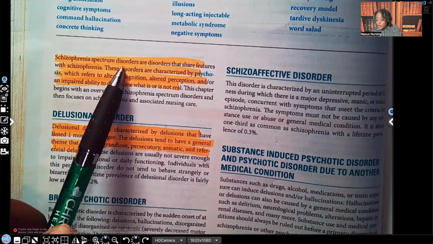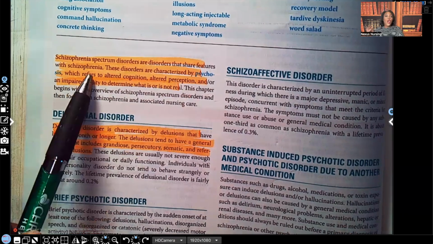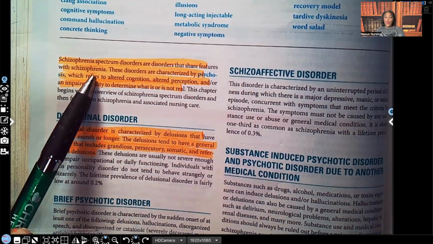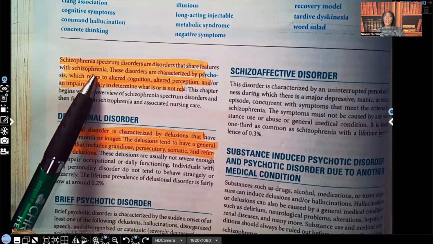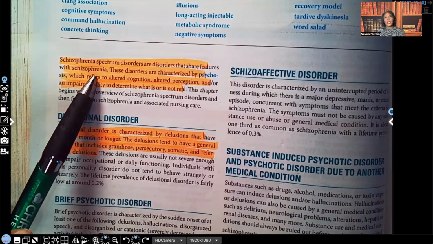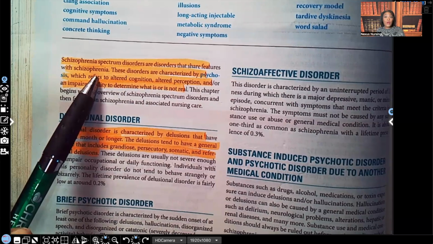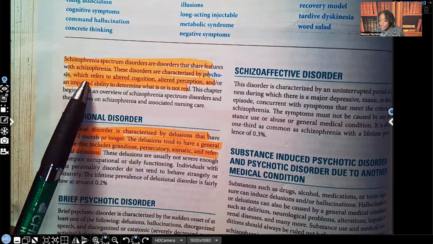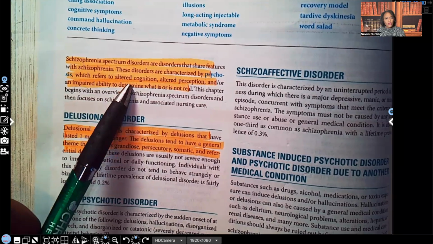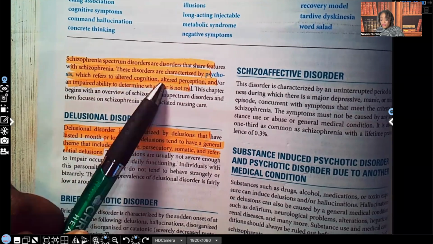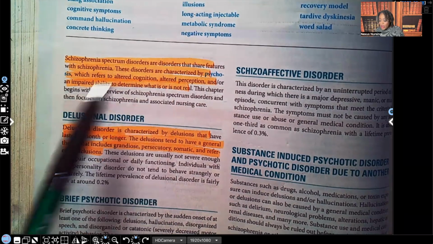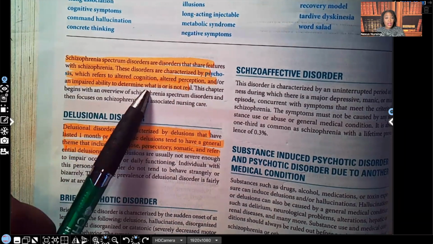It says schizophrenia spectrum disorders are disorders that share features with schizophrenia. Before we even get into this, you need to know when it comes to schizophrenia, these patients are out of touch with reality. When you see that word psychosis, that means to be out of touch with reality. These disorders are characterized by psychosis, which refers to altered cognition. What is cognition? The way you think. So the way that they think is altered. Altered perception, the way that they process stimuli, that is altered, and or an impaired ability to determine what is real and what is not.